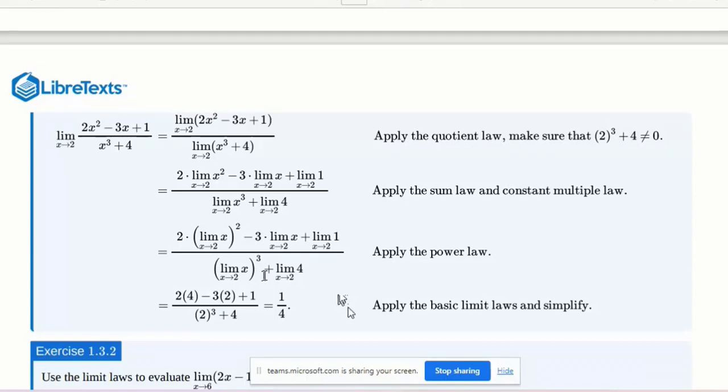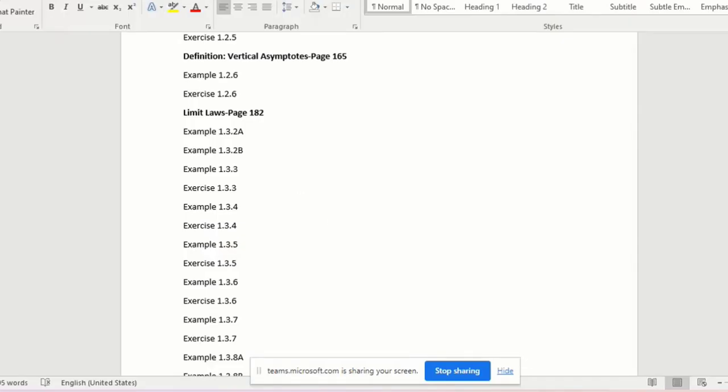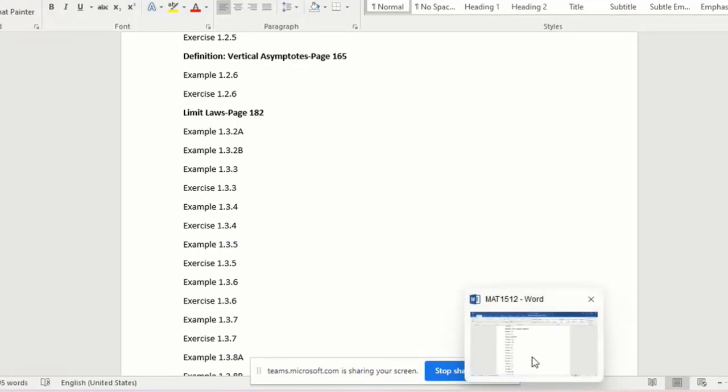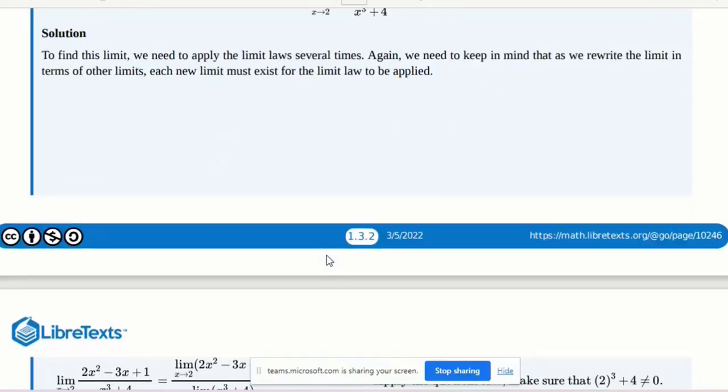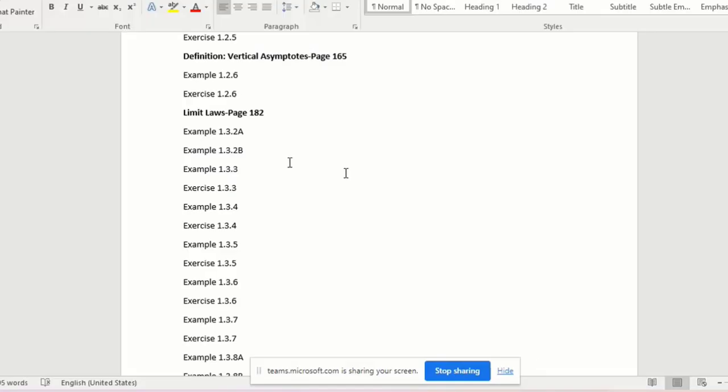Thank you. Now, can I maybe do some more examples? Let me see, because I know which one this was. Before we get to the exercises, this one was 1.3.2b. We need to do some more exercises. Now example 1.3.3.